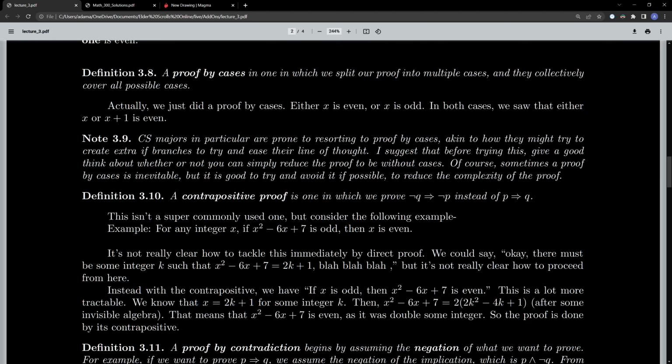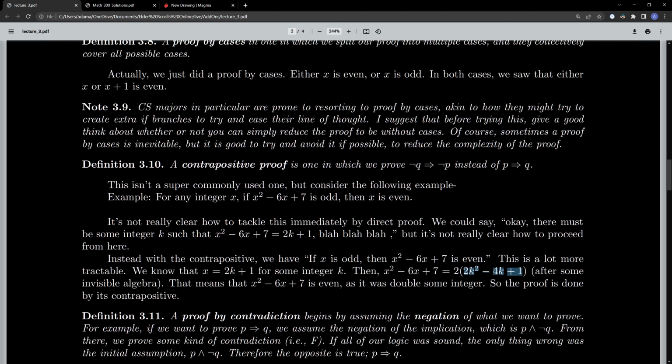And so the contrapositive: I negate this, and I flip the whole thing. So I start with x is odd, so that's simple. x is odd means we have this. This is a great starting place. And now I just need to show that this is even. That's so much easier because now I know what x is equal to. So I just plug in 2k plus 1 everywhere. And then I do some math off screen, and I find it's 2 times this. Because this quantity is 2 times a number, it has to be even. So I'm done.